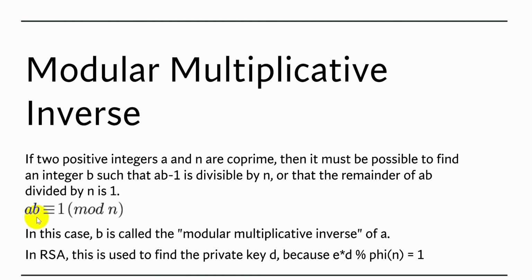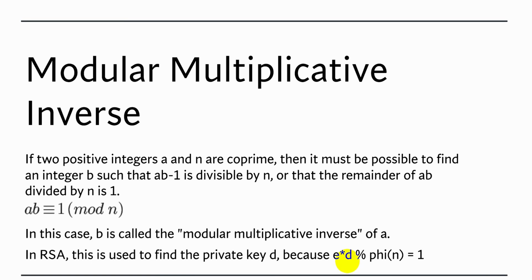And in this case, b is called the modular multiplicative inverse of a, and there should be an infinite amount of values for b. In RSA, this is used to find the private key d, because when we're finding d, the constraint is e times d divided by phi n has a remainder of 1, and in RSA, this d is basically the same as b in our example. So there will be an infinite amount of d's, and we just pick a relatively big one so that it's harder to crack. So in RSA, we use modular multiplicative inverse to find the private key d.